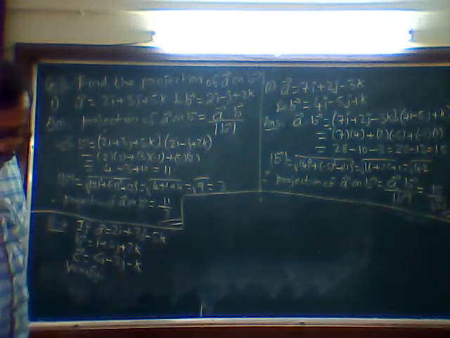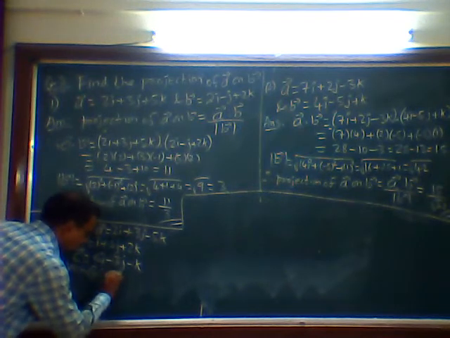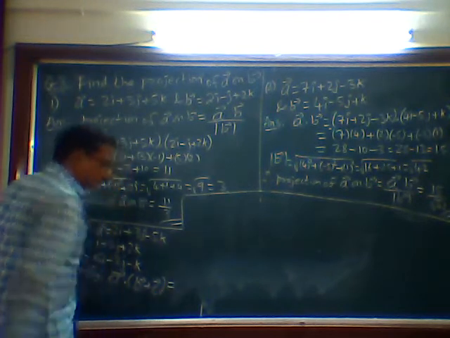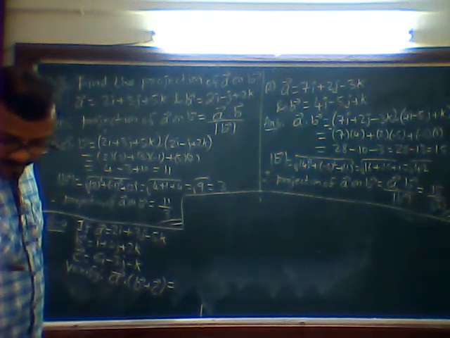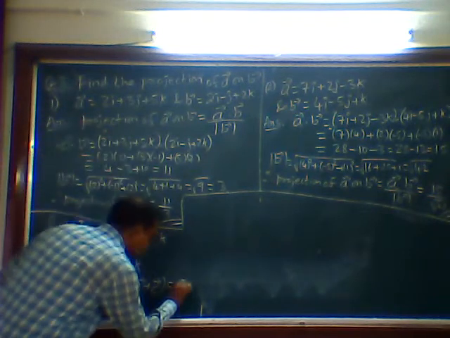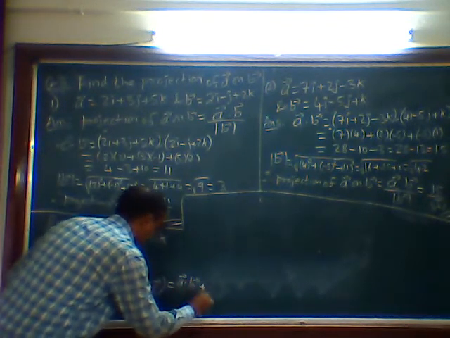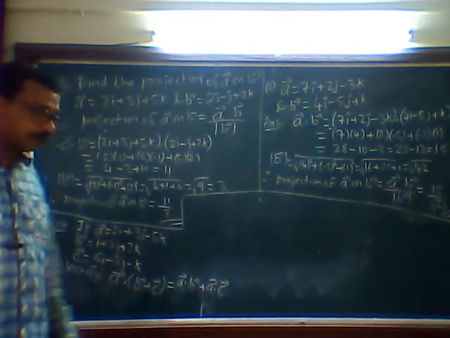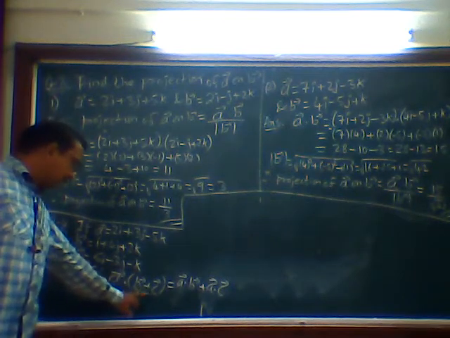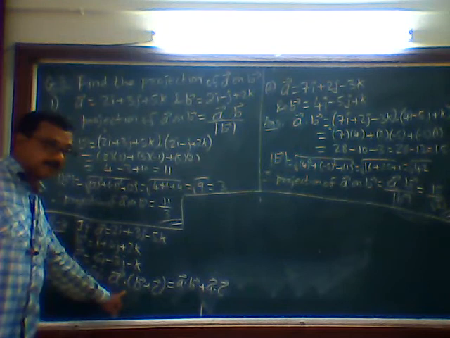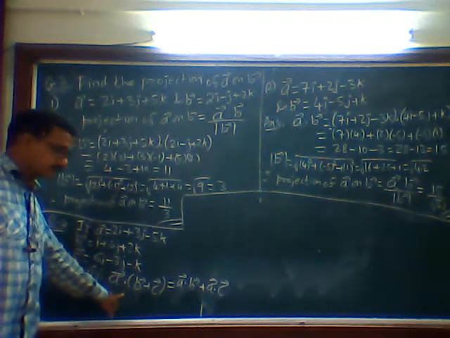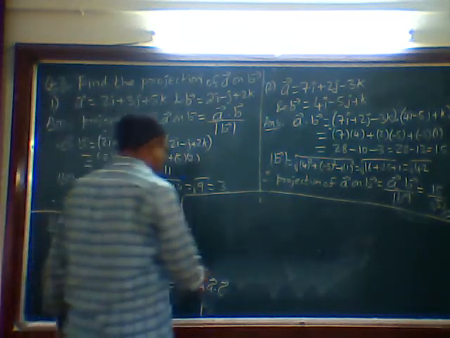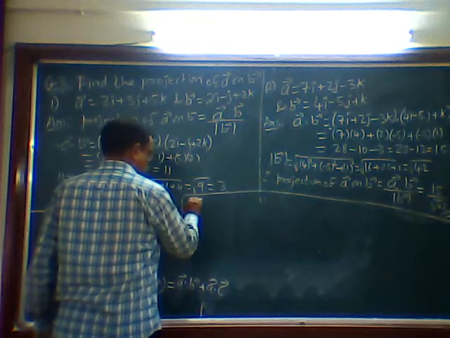What do you want to verify? a bar dot (b bar plus c bar) is equal to a bar dot b bar plus a bar dot c bar. So what we'll do, we will find out b bar plus c bar first, then we will find out a bar dot (b bar plus c bar), that will be my LHS, equation 1. Then this we will find separately, and then we will add it. Both should be the same.